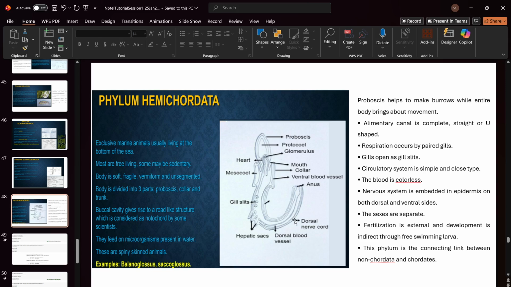So you see the dorsal nerve cord is there, and this particular thing also helps in relaying signals from its dorsal side to the ventral side as well. But it's at the epidermis, towards the outer layer of the skin, if I can say very vaguely. So this is the thing that is being talked about.